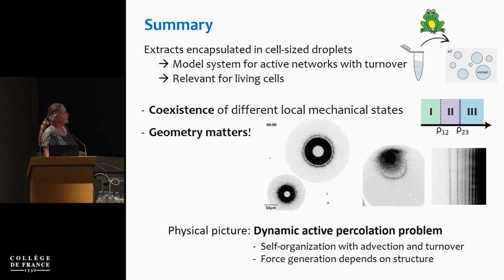And then when you take this into account, you see that the solutions that you get, the spatiotemporal dynamics, are actually dependent on the geometry. So we have this very clear size-dependent transition from continuous contraction to periodic contraction. And in terms of physics, it's a nice extension to what people have done with percolation models. People have looked extensively at percolation models. Now we have an active version of that where you have to consider not only percolation of a connected network, but you also have to incorporate advection. And this gives a dynamic version of this percolation problem. And it's very rich because the force generation is dependent on the structure, which depends on the turnover and advection in the system.